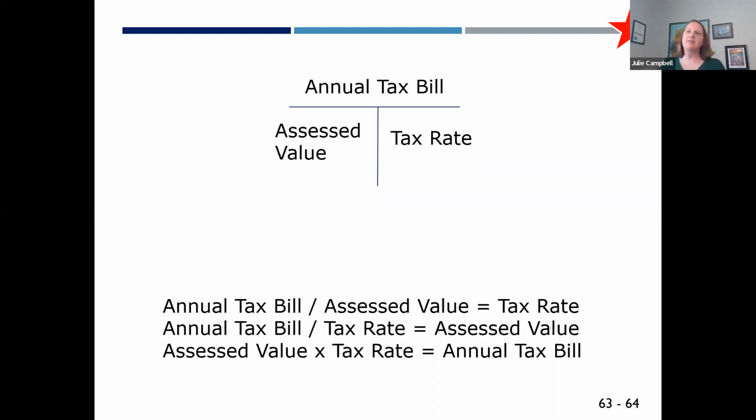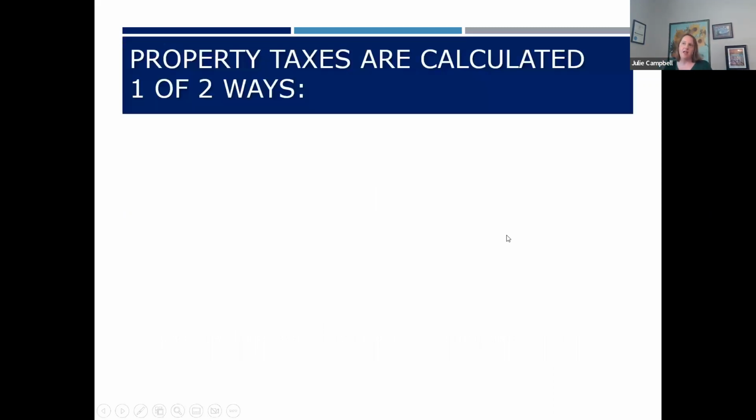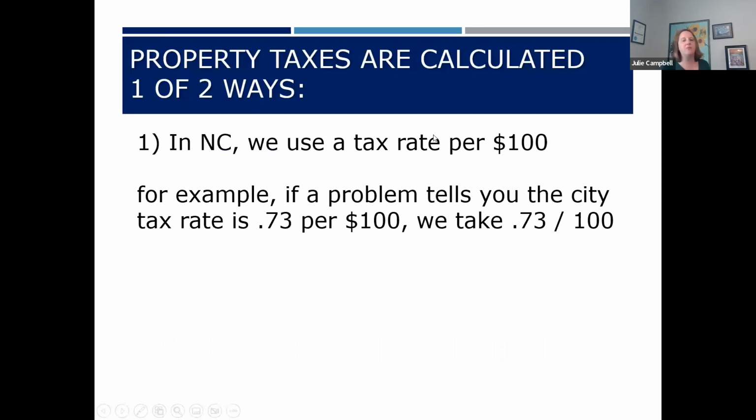Back to this. As a refresher of some of the things that we talked about that build up to this math the other day, we talked about property taxation and the tax rate. And what we said is that there's two different ways that taxes can be calculated. In North Carolina, we use something called ad valorem, and our tax rate is per 100. When you're doing taxes and you see the word per, I want you to know that that means divide.